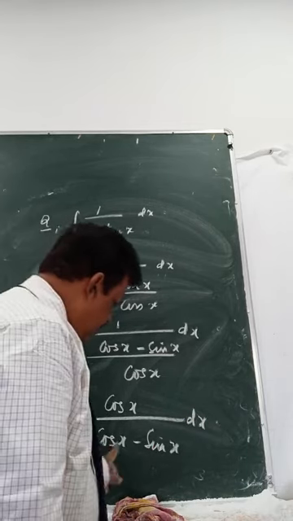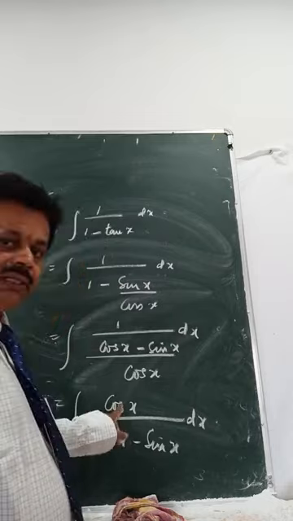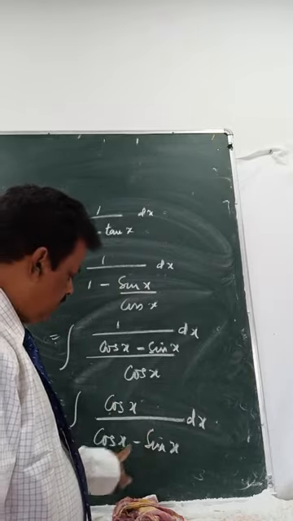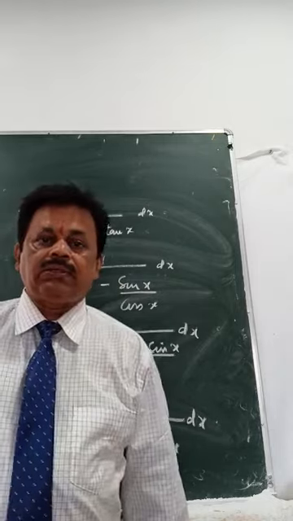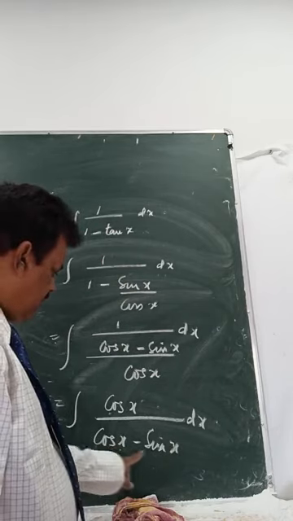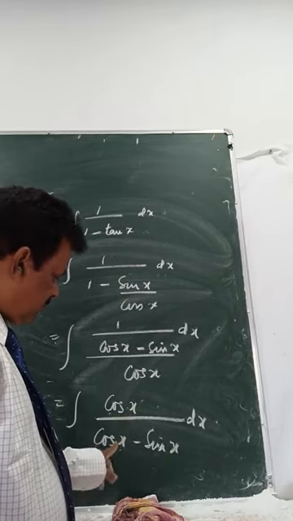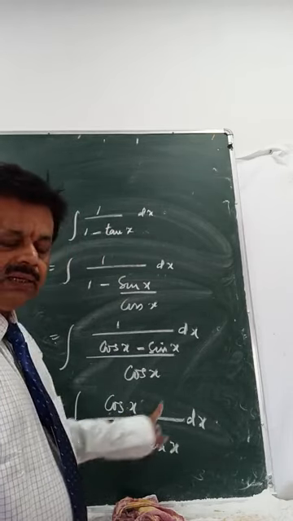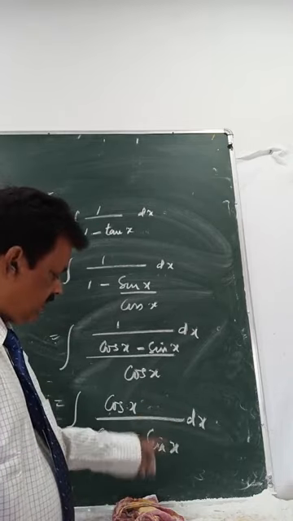Look, if it is cos and sin, you have to create cos here. So cos and sin both. Then only you can do the substitution. Because the derivative of cos is sin, and the derivative of sin is cos. But sin is not here. So you have to create sin. How to create? Look at here.